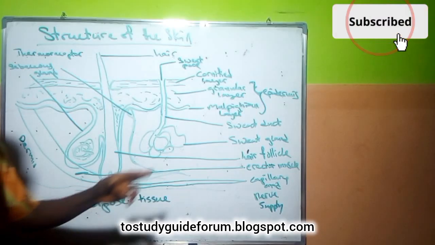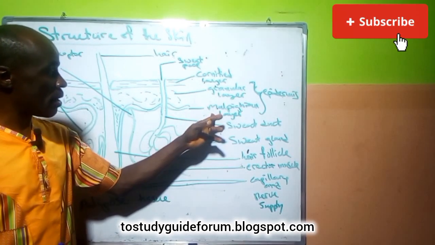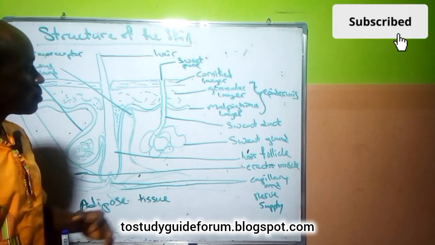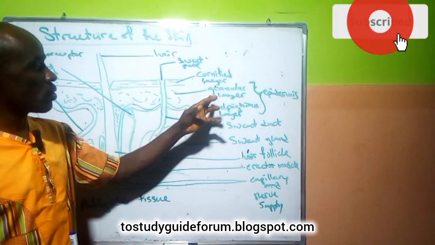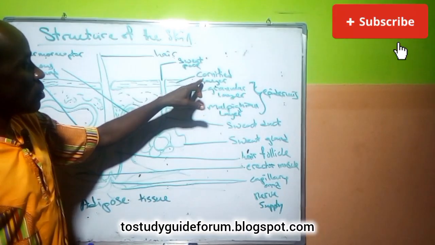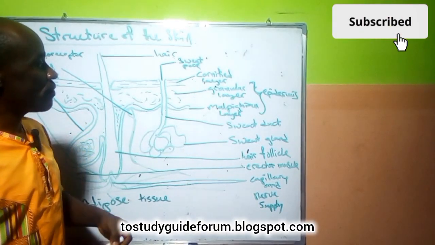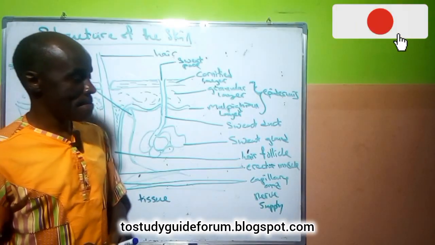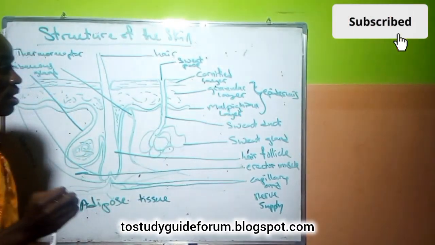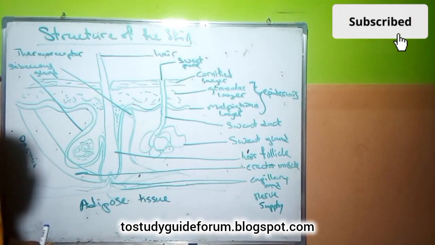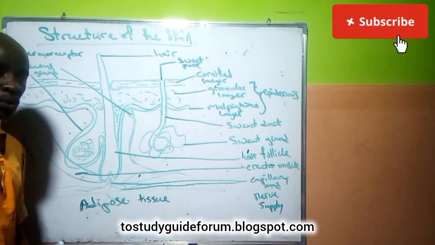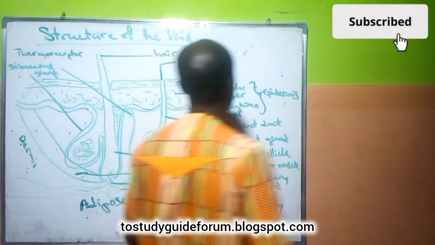The first one we have here, which is the innermost layer, we call the Malpighian layer, and then the middle one is what we call the granular layer, and the outermost one is the one we call the Cornified layer. Now this Malpighian layer is living. It has actively dividing cells. These actively dividing cells contain what we call melanin.